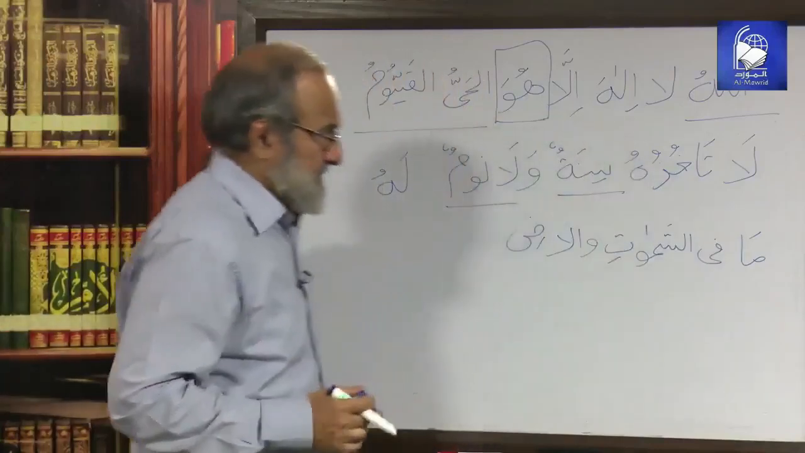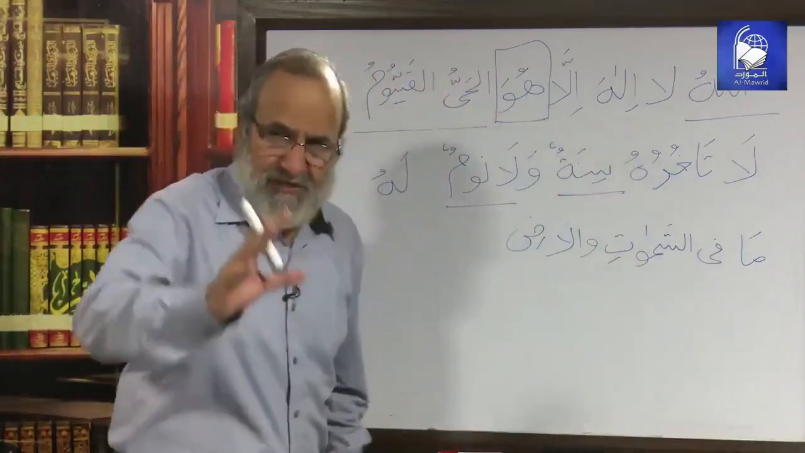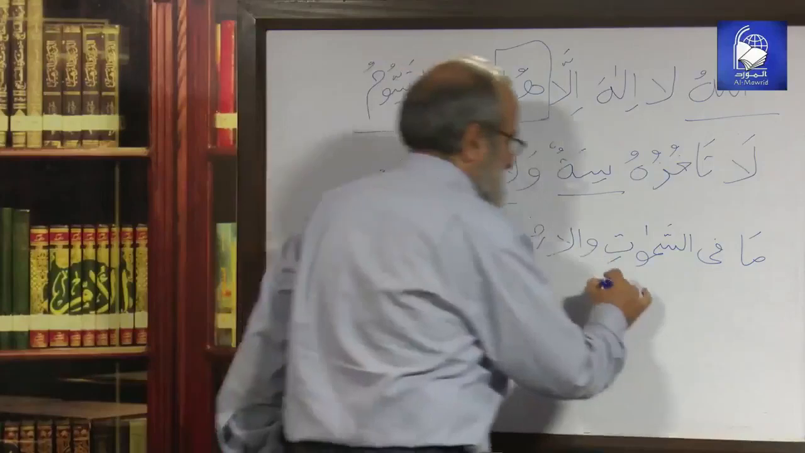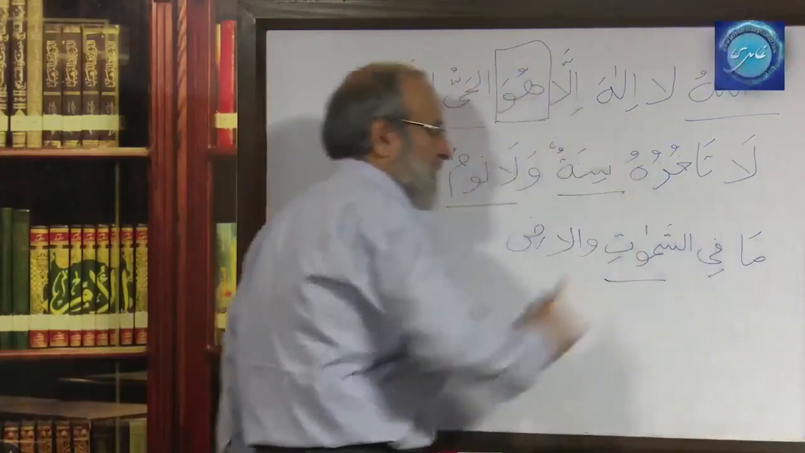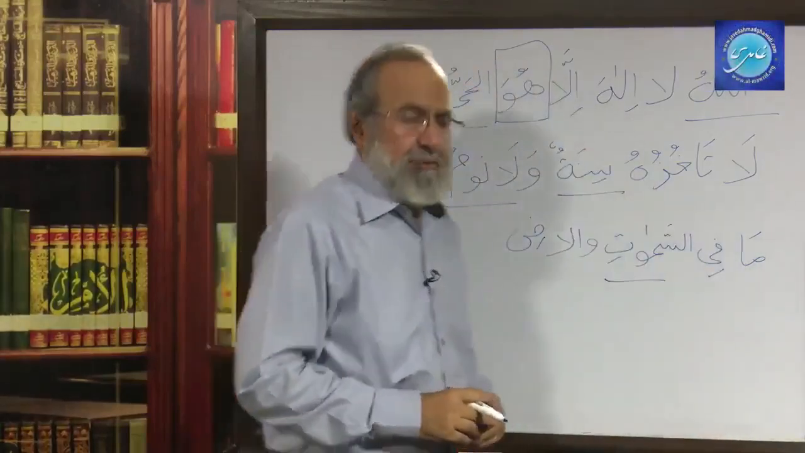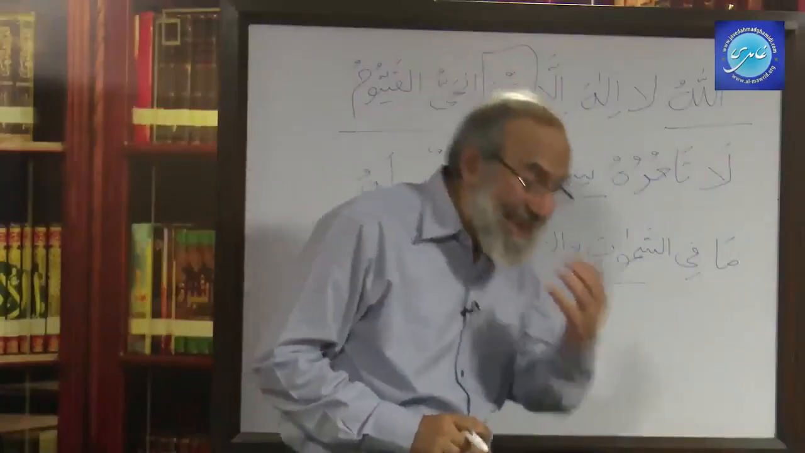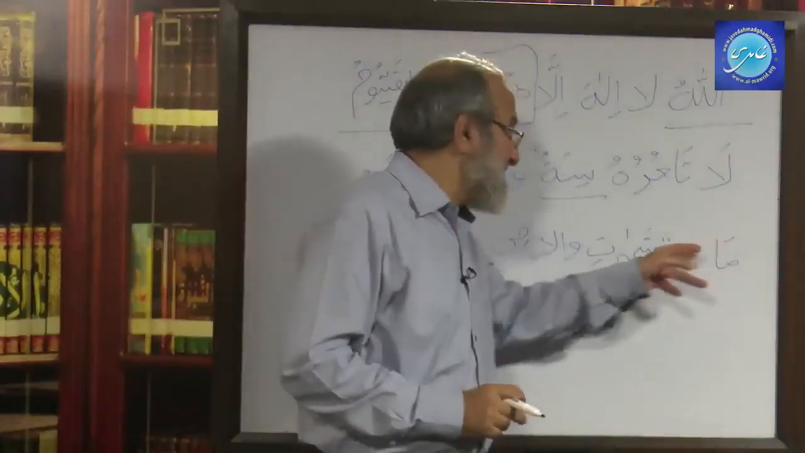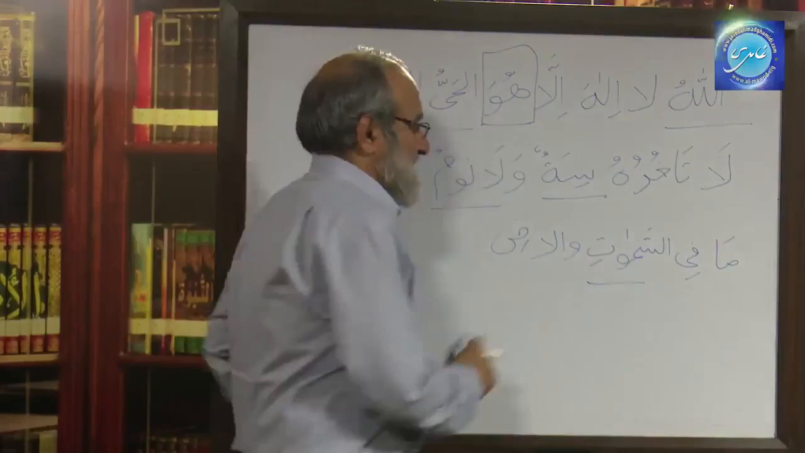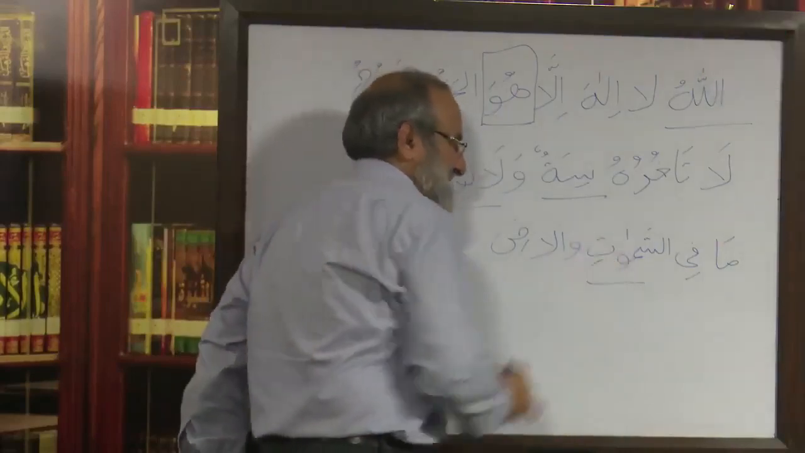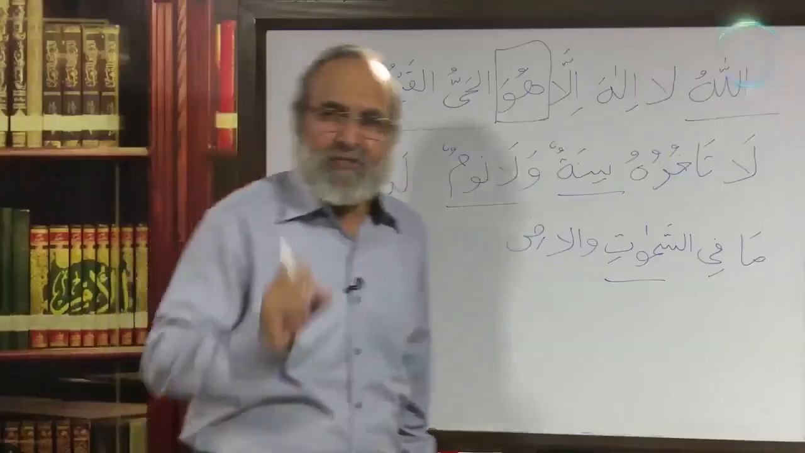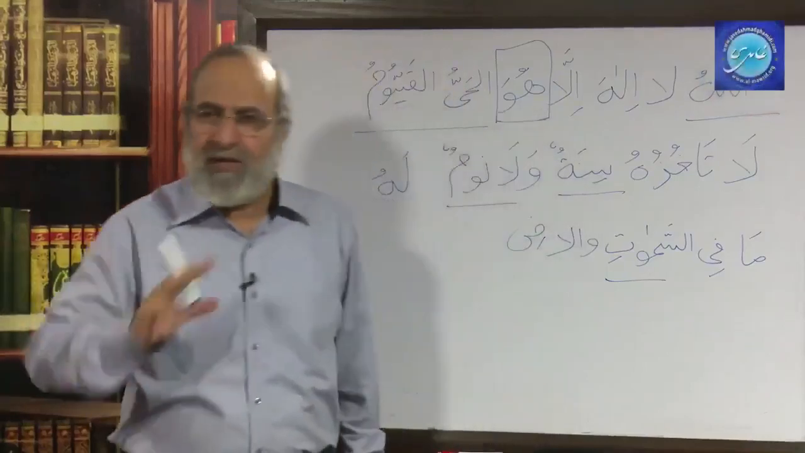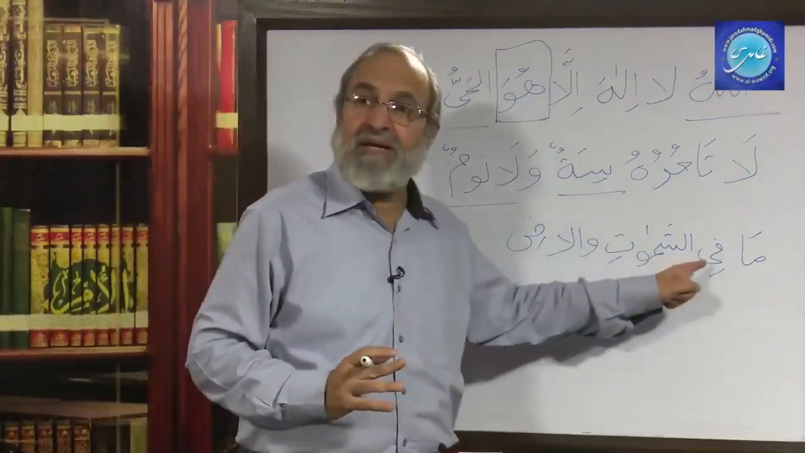Ma, whatever, fis samawat, actually whatever is in the heavens. Now fi, if you would recall, is one of the particles, one of the huruf jar, which means in. Whatever is there in the heavens, and therefore as-samawat has taken jar. It has one symbol of jar and not two because it's preceded by al.